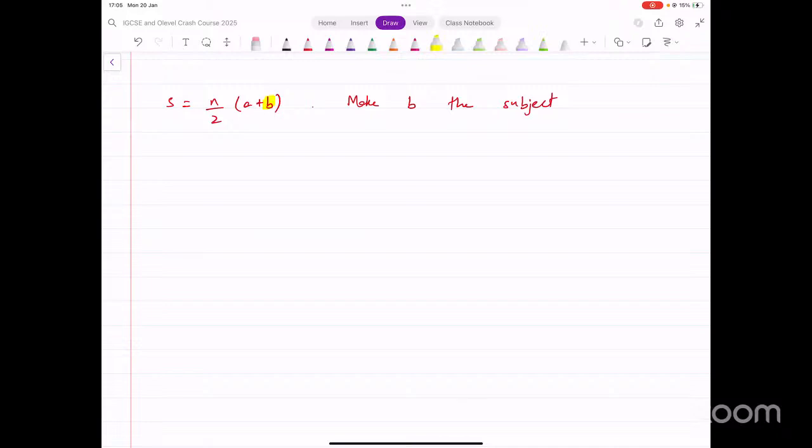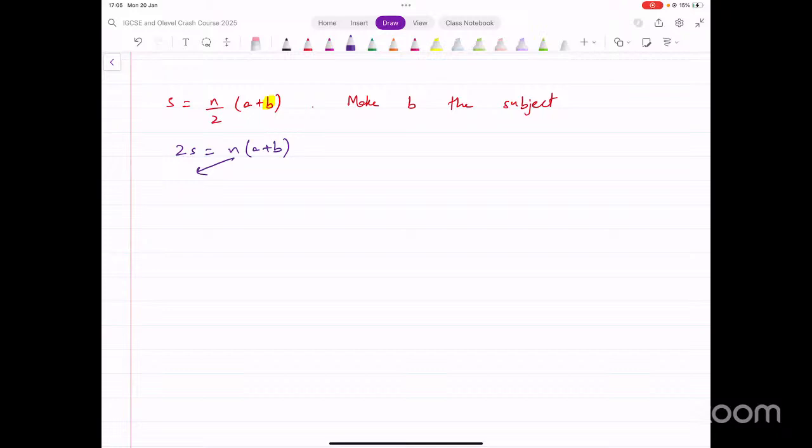Okay. Take 2 to the other side first of all to get rid of the fraction. So it becomes 2s equals n into a plus b. All right. Then this is n multiplying. One way to do this could be that you first multiply n inside, but it's going to be easier if you don't do that because b is already kind of isolated here because there's nothing multiplying, right? So it will be easier to just divide by n on the other side first of all.